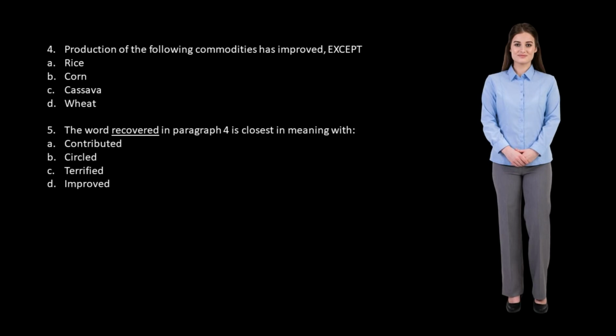4. Production of the following commodities has improved, except A. Rice. B. Corn. C. Cassava. D. Wheat. 5. The word recovered in paragraph 4 is closest in meaning with A. Contributed. B. Circled. C. Terrified. D. Improved.